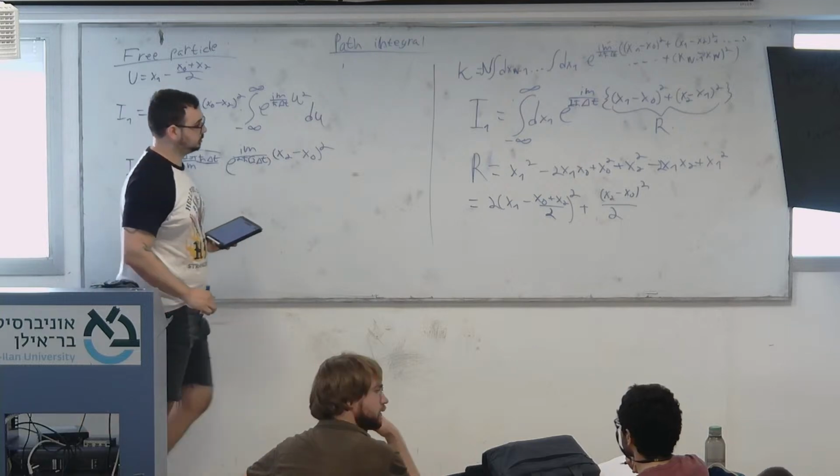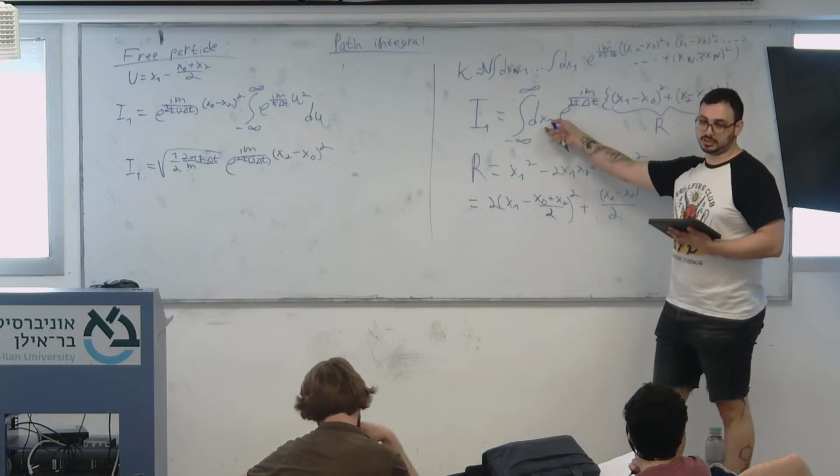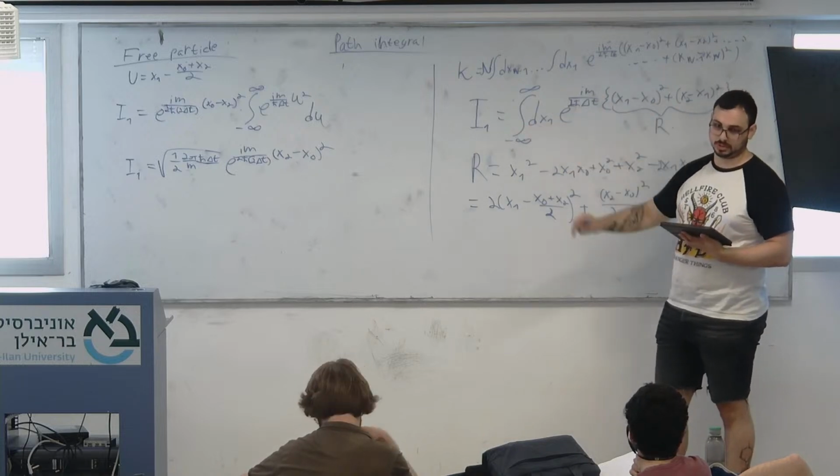How do we know du? Earlier du was dx1. So everything that's not dependent on x1, you take outside.